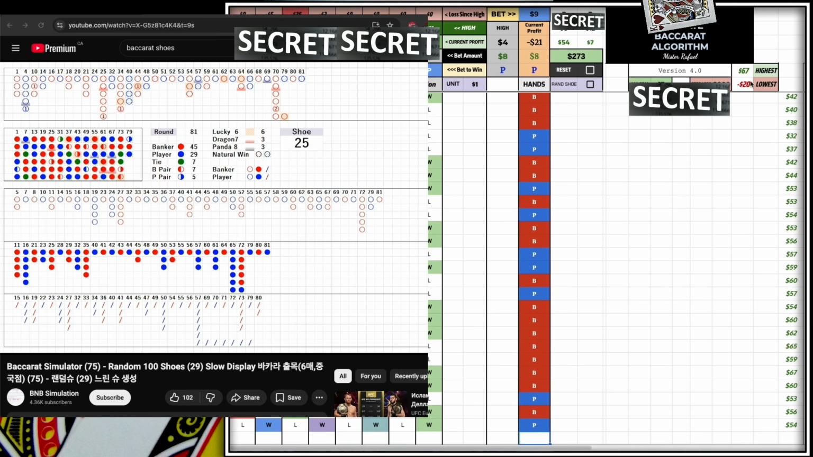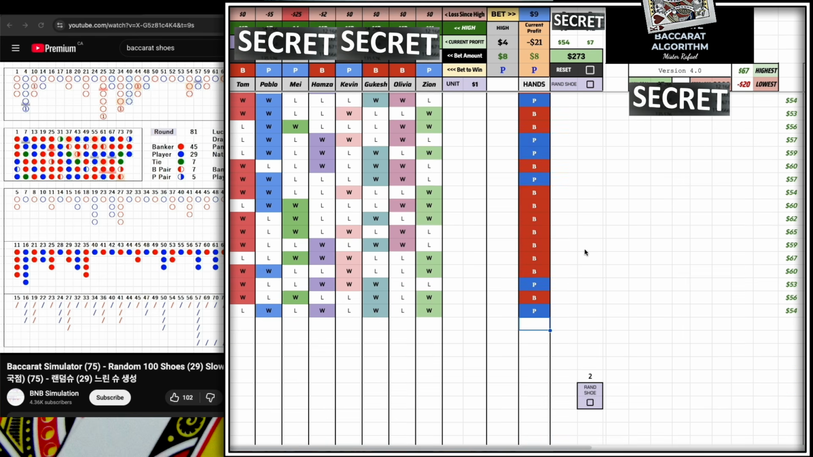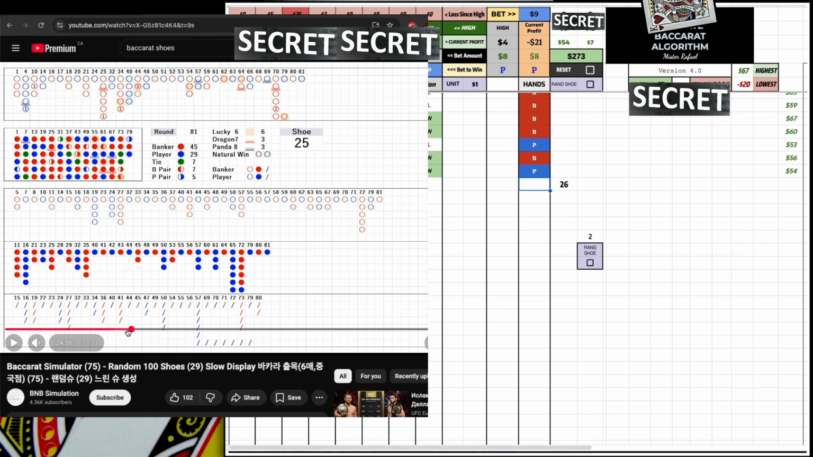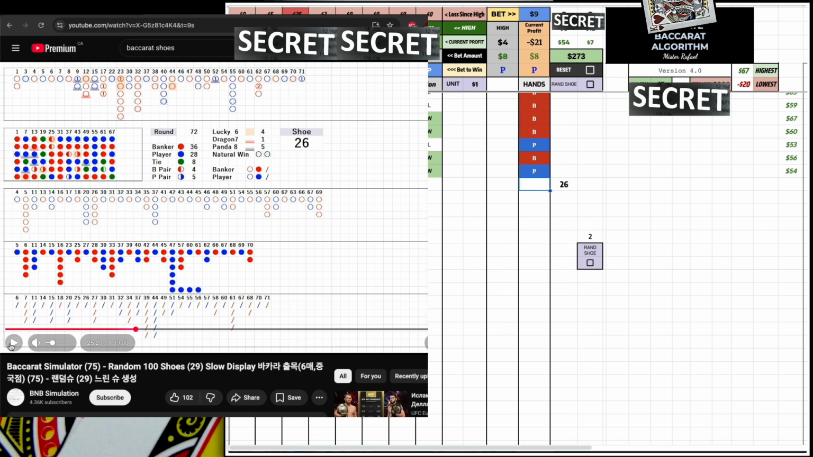All right, highest profit, $67. Lowest, minus 20. Currently sitting at $54, with the next bet being a $9 bet on player. Shoe 26, we'll start from here. I'm doing it this way so you guys can follow along if you choose to do so. And you can see that I'm entering in the hands as I go.